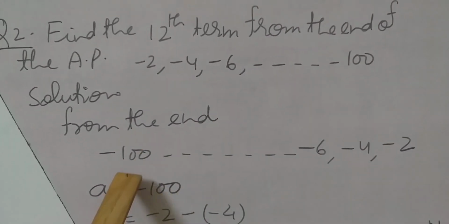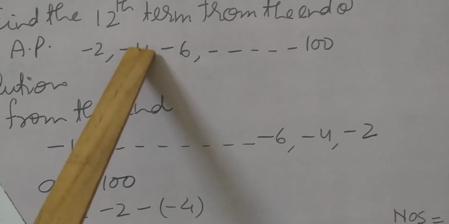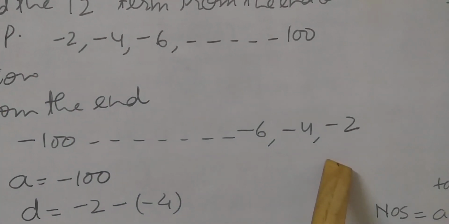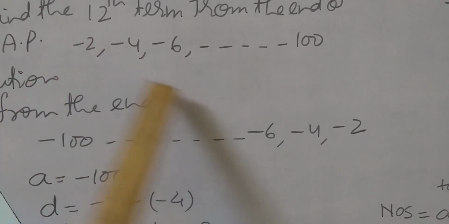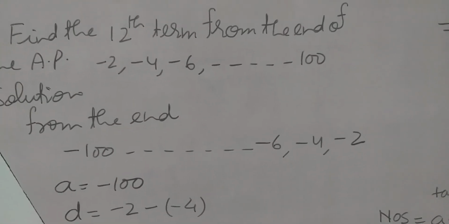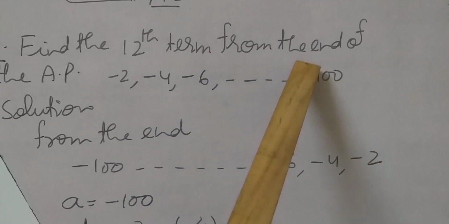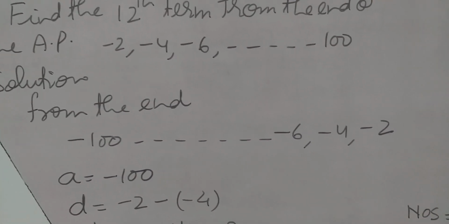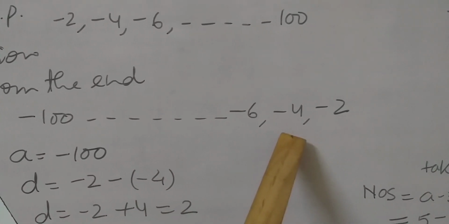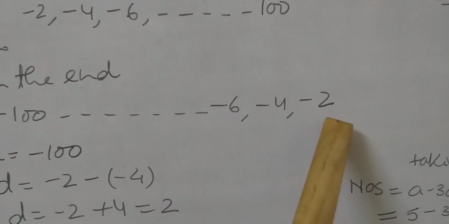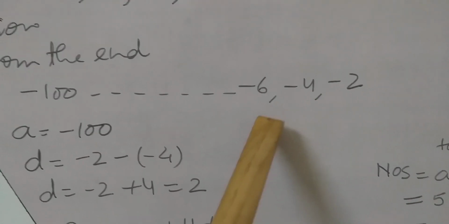Minus 100 we have to write first, then dot dot dot, then we have to write minus 6, then minus 4, then minus 2. So minus 100 will become the first term and minus 2 will become the last term. Okay, students, because we have to find the 12th term from the end. So now, students, A equals first term equals minus 100. D, we can subtract minus 4 from minus 2. Okay, minus 2 minus minus 4.